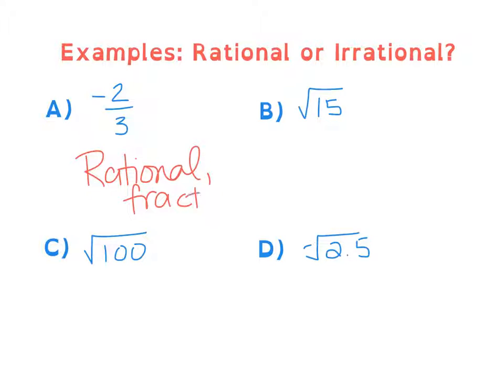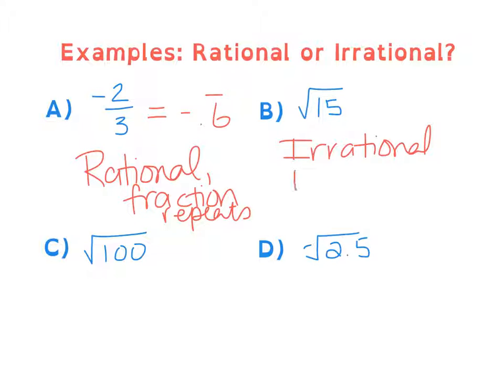If you wanted to check out if it's a decimal form, ends or repeats, it equals -0.6 repeating. So since it repeats, it's a rational number. Okay, our second example here is square root of 15. 15 is not a perfect square. And when we take the square root of 15, we get a decimal that goes on forever without repeating. This makes it irrational because decimal form never ends or repeats. I often just say NEOR, never ends or repeats.